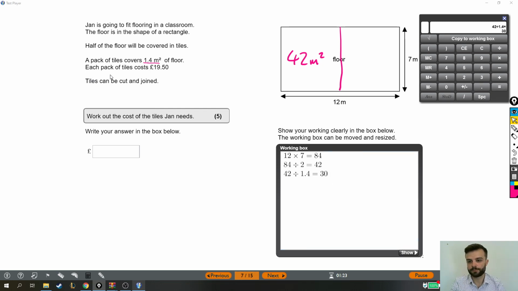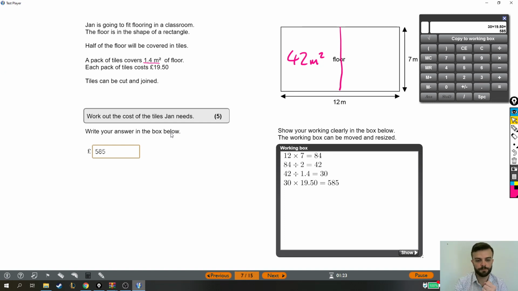And finally, each pack of tiles costs £19.50. So we need 30 packs of tiles, multiply that by £19.50, and this is the total cost of the tiles, £585.